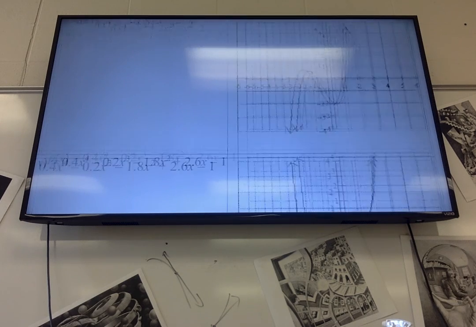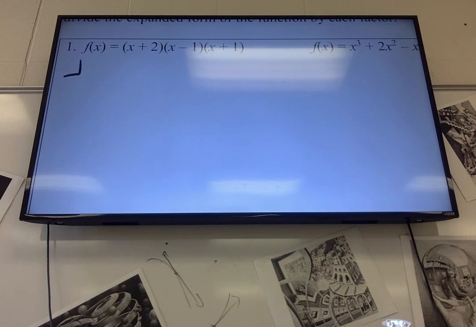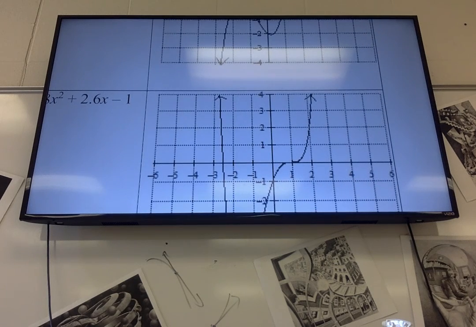So, let's look at this first. Tell me some zeros. Negative 2, negative 1, and 1. Everybody with me? All right. So negative 2, negative 1, and 1. So we are going to divide by those. Negative 2, I guess I should write those down somewhere.